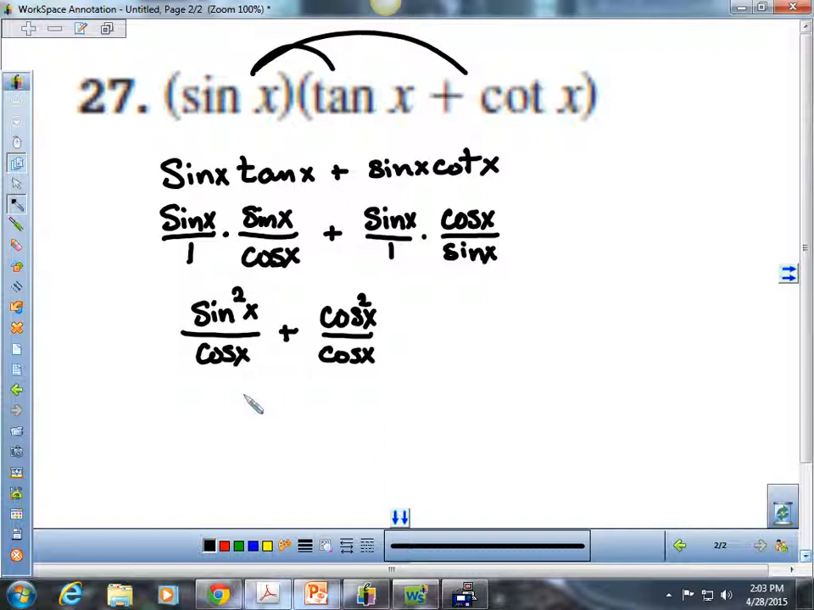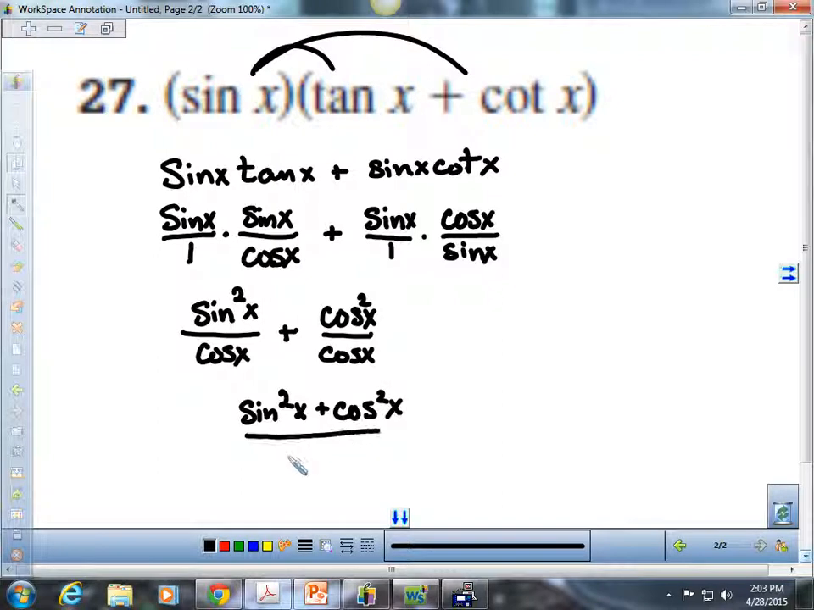So ultimately we get the what then? Sine squared x plus cosine squared x over cosine x. We keep our common denominator. This is my first step. This is my second step. This is my third step. This is my fourth step. And now what do we recognize?